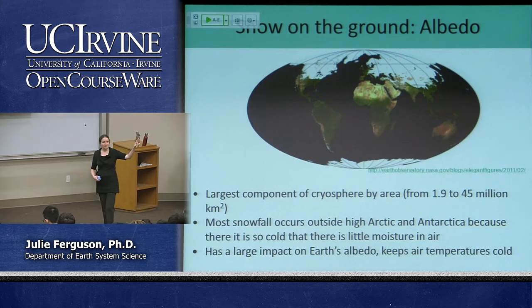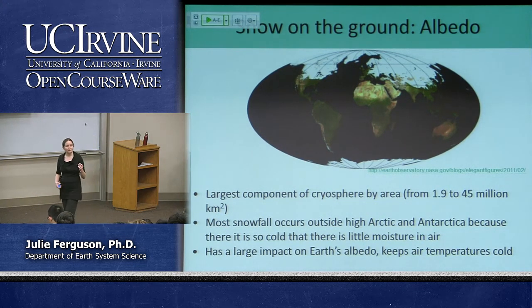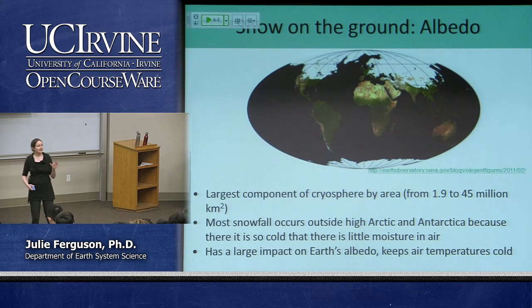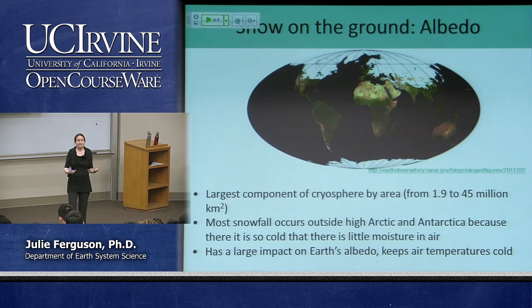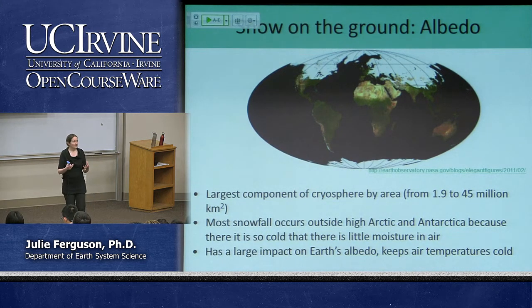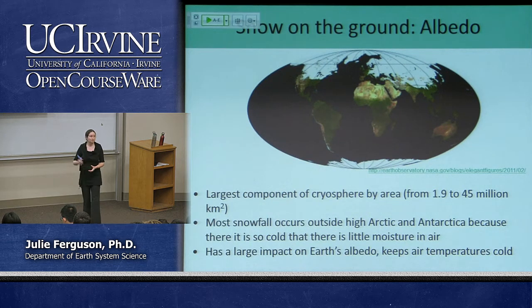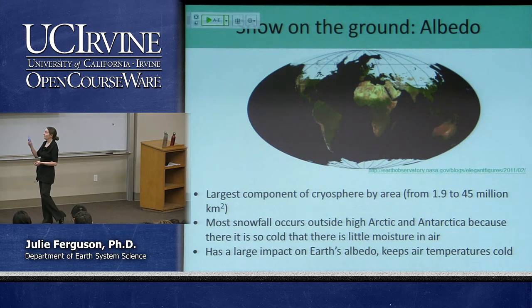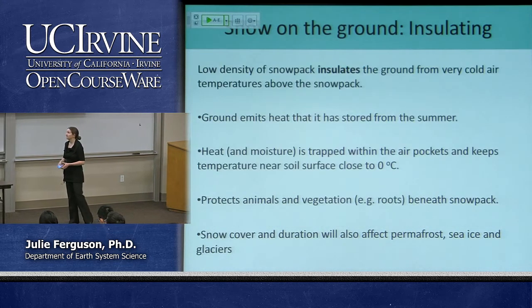Okay, so most snowfall actually occurs outside the high Arctic and the center of Antarctica. And remember, we had the very smart guy on Wednesday that told us exactly why. That's because we need a certain amount of moisture in our atmosphere before we can form clouds, before we can form these big enough snow crystals. And so it's just too cold and too dry there for that to happen. And so that's our pattern of snow on the ground.